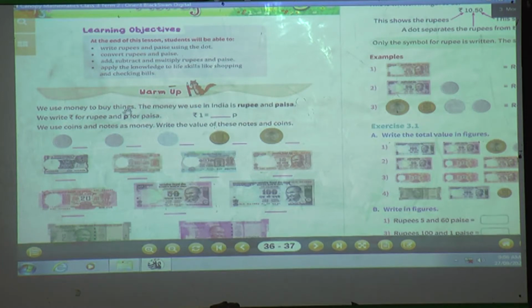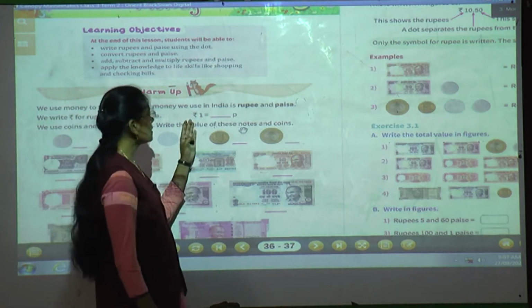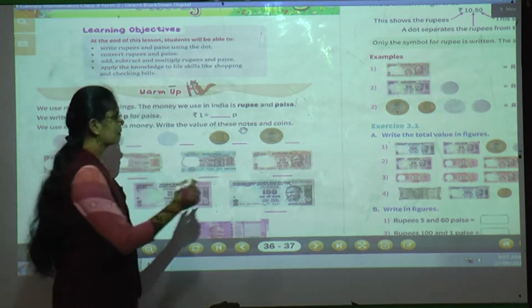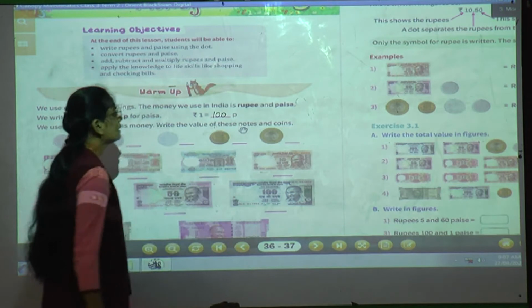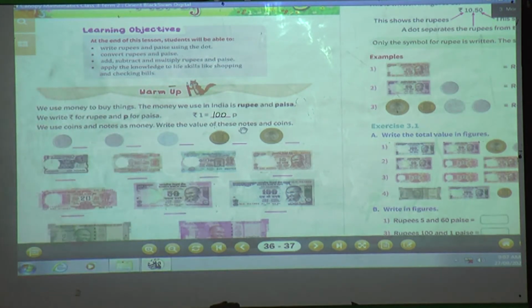We use money to buy things. The money we use in India is rupee and paise. We write, see this symbol. This is the symbol of rupee and P stands for paise. Our Indian currency is rupee and paisa. Now here, in the second standard you have learned this, 1 rupee is equal to 100 paise, correct. So here you should write 100. 1 rupee is equal to 100 paise.